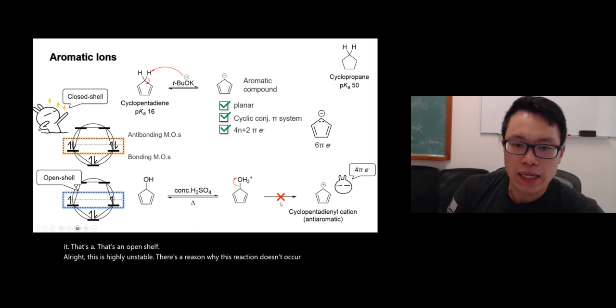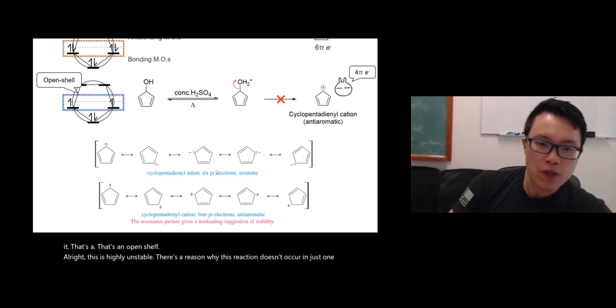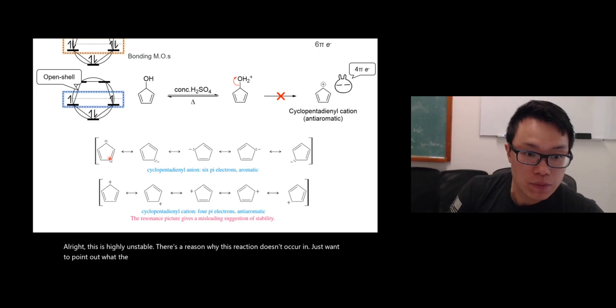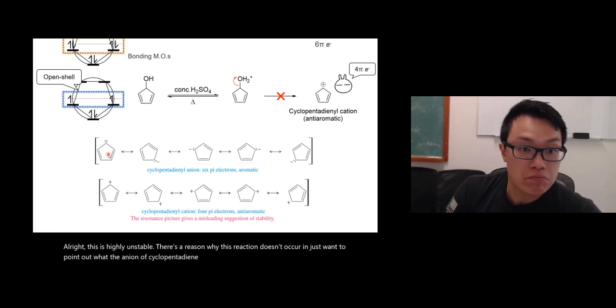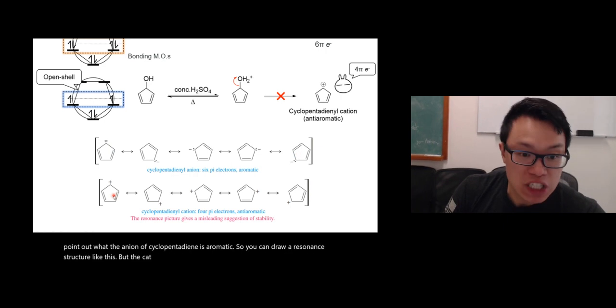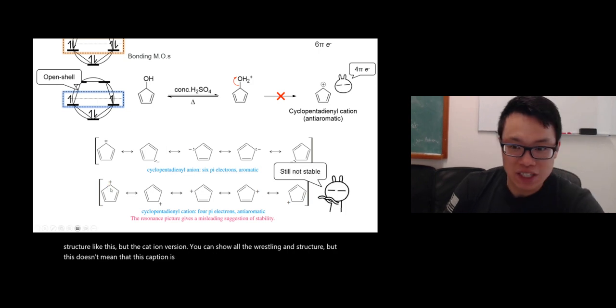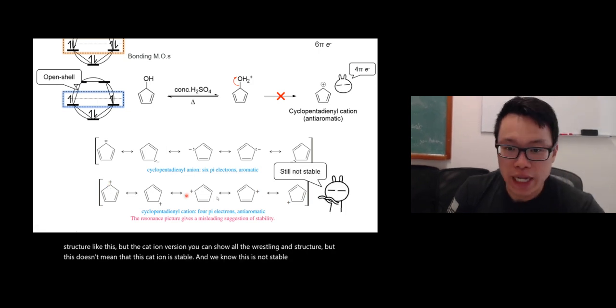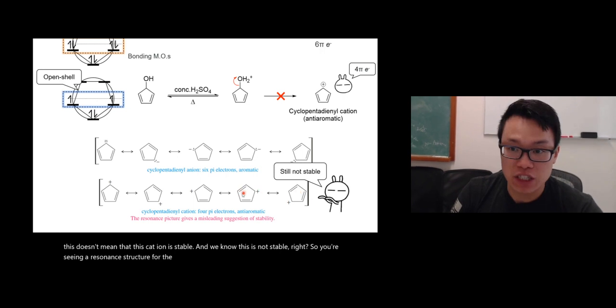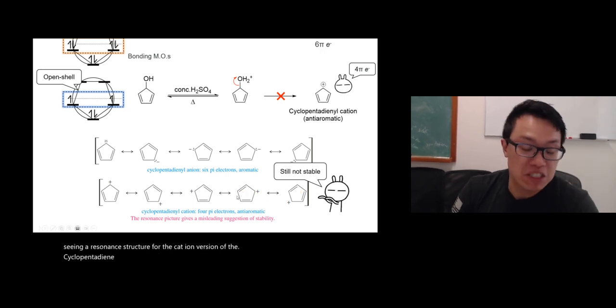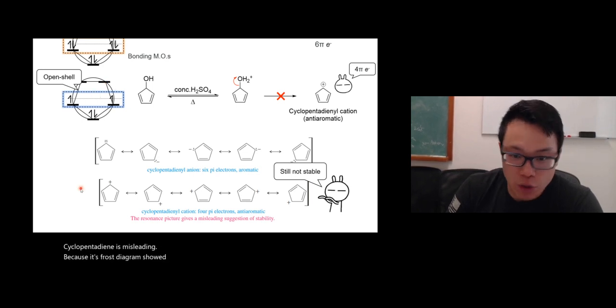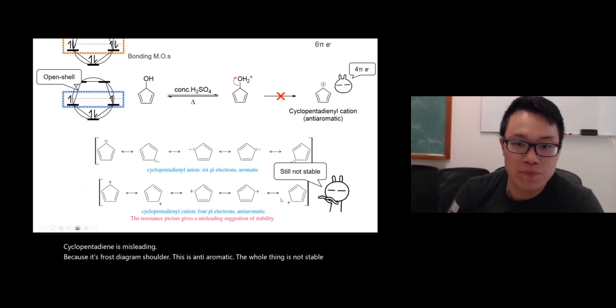I just want to point out, the anion of cyclopentadiene is aromatic, so you can draw a resonance structure like this. But for the cation version, you can draw all the resonance structures, but this doesn't mean that this cation is stable, and we know this is not stable. So using resonance structures for the cation version of cyclopentadiene is misleading, because its Frost diagram shows that it is anti-aromatic. The whole thing is not stable.